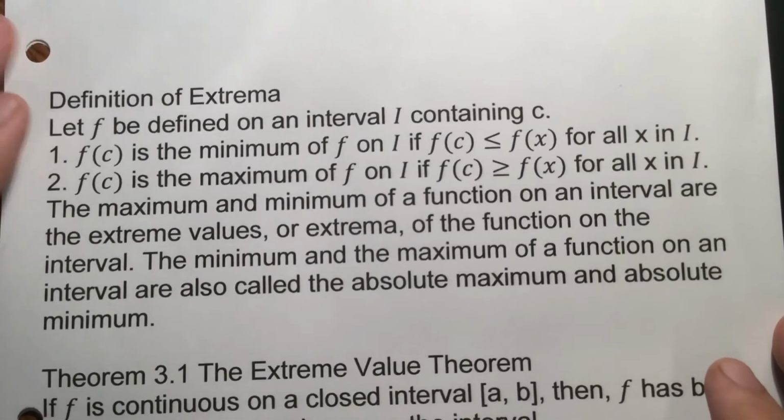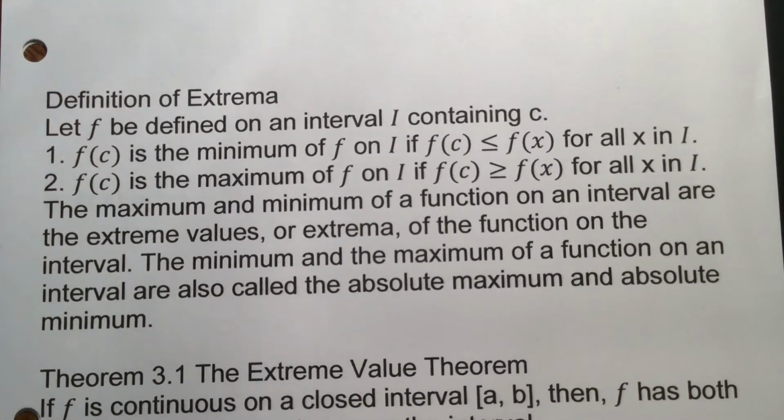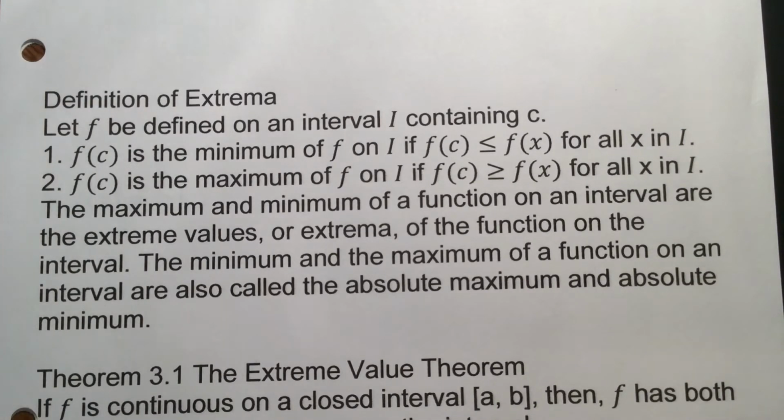So, big definition of extrema. Long story short, extrema are just where you have maxes and minimums. That's what extrema are. Number 1 is saying it's going to be the minimum if all the other values are less than the value you would get at this point. It's going to be a maximum if all the other values are bigger than what you would get at this point. So, that's going to be your extrema.